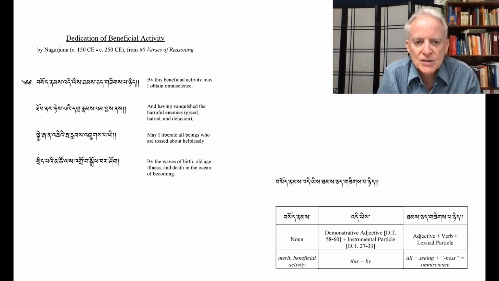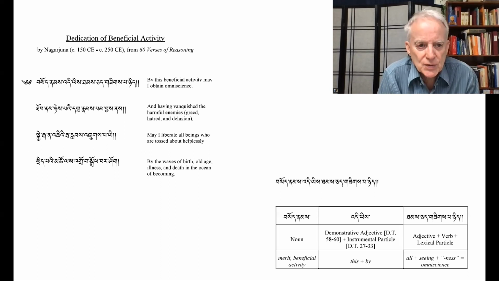And as such, it has 4 lines, and each of the lines has the same number of syllables. That's a standard feature of the shlokas. And as such, it can be broken down into 2 parts, a part A and a part B, we could say. So the first 2 lines are part A, and the second 2 lines are part B. So let's just jump right in and talk about line 1.